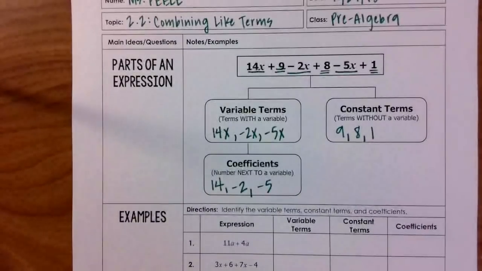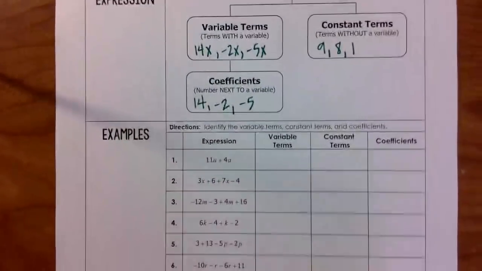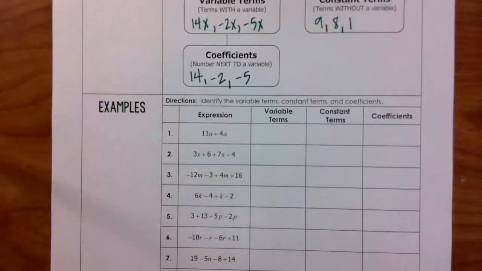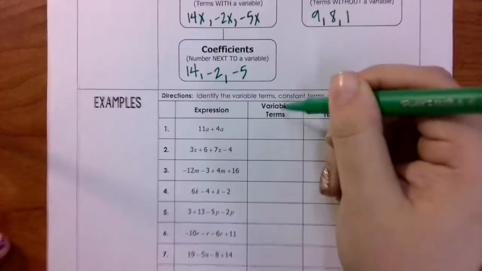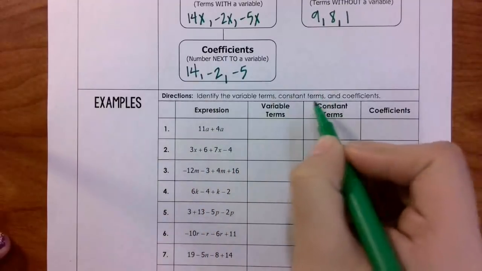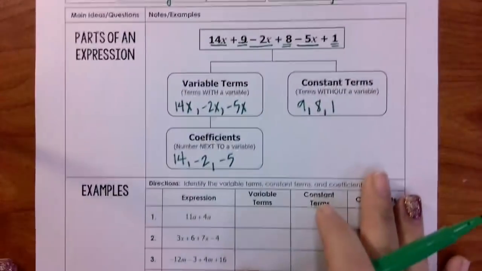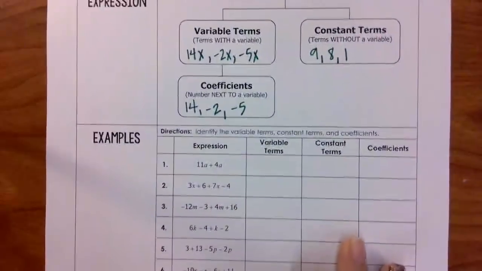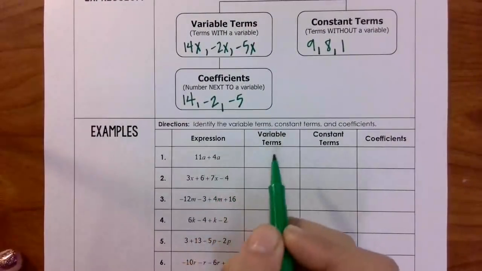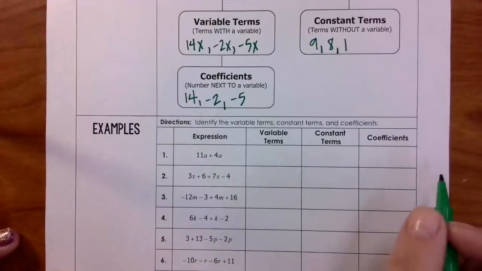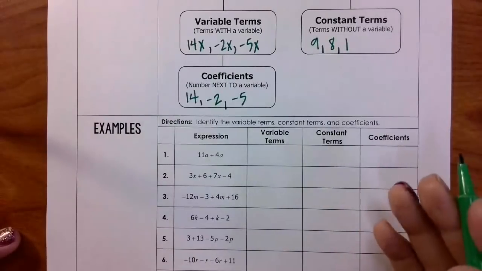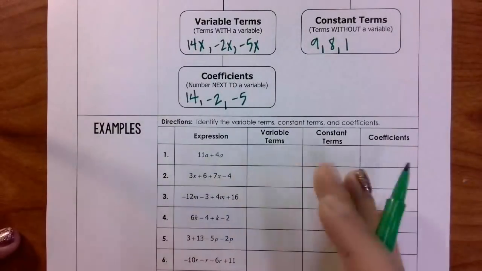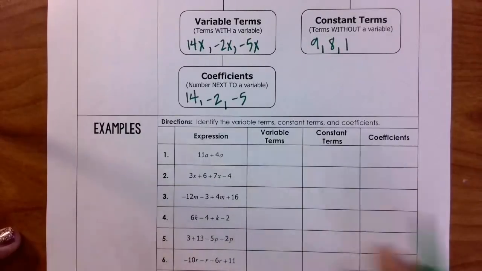So let's practice identifying parts of an expression. If you look at number 1, it says identify the variable terms, constant terms, and coefficients. If you forget, just come back and look up at this little graphic you have up here. Variable terms. What I want you to do, and what I expect to see in your notes, is underlining like terms. And what you want to do is underline them differently. It's almost like color coding, except I'm just underlining.